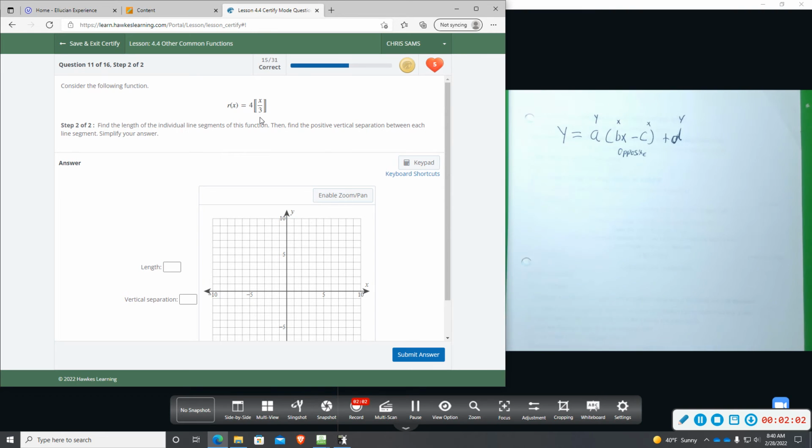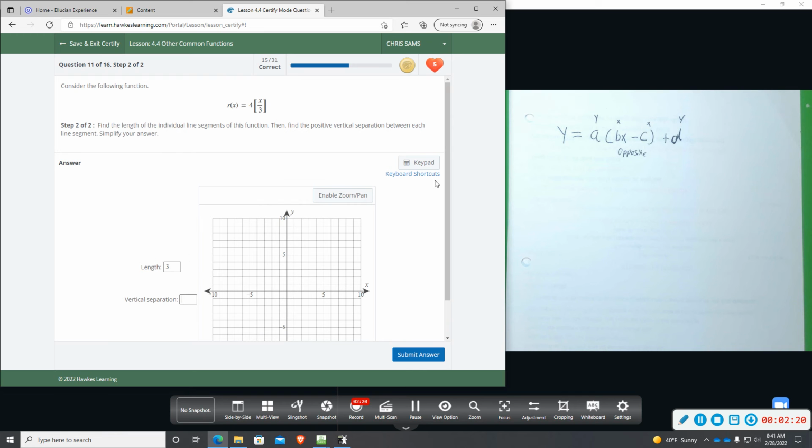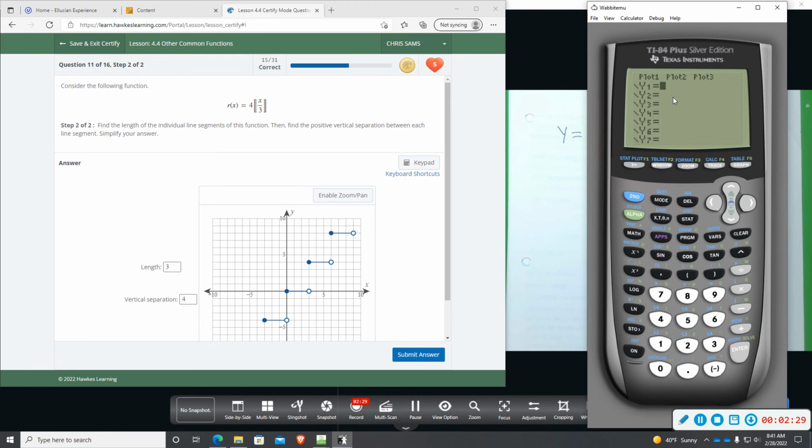So it's going to be the same with this greatest integer function. What we see is division by 3, and what we need to think about is multiplication by 3. The length is the x direction, so it's going to multiply those lines by a factor of 3. And then the vertical separation is what's on the outside, which is affecting the y value. It's going to be exactly what you see, which is 4. I do want to graph this with the calculator just to show you what it looks like.